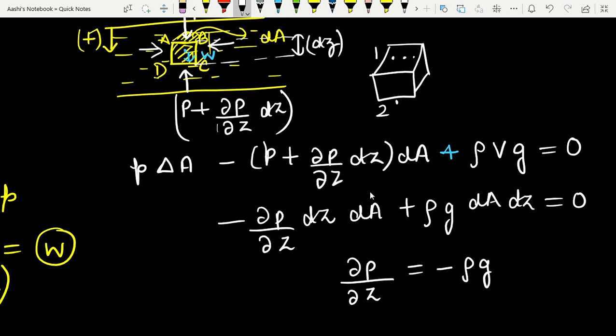Now here, this is a very important conclusion. What does it say? Here, one second, I have made one mistake. Okay, this will be plus. Yes, because it will go here, so it will be plus. dz, dA will cancel out. So, this is the variation of pressure with respect to depth.